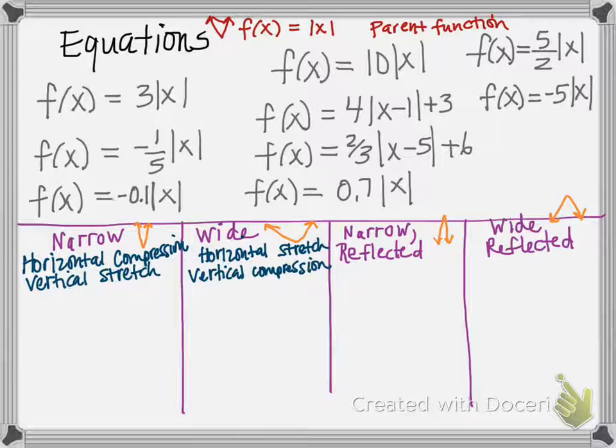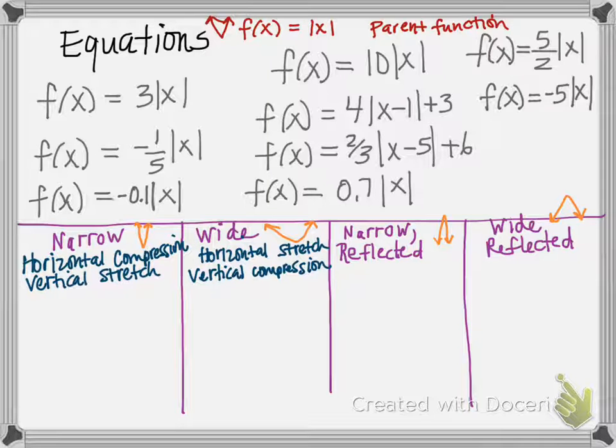And the first column would be graphs that are more narrow in comparison to the parent function. You might also hear the word horizontal compression, which means horizontally, you think of it like pushing it in. Or you might hear the word vertical stretch. Think of like taking a rubber band and stretching it up. It would get narrow.